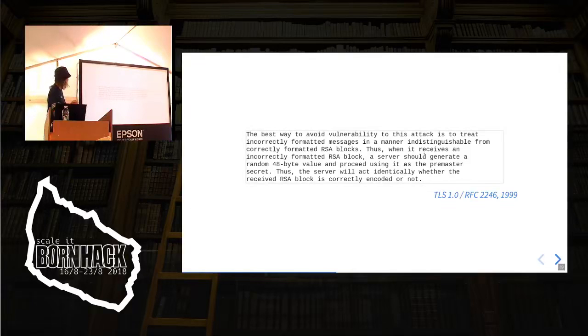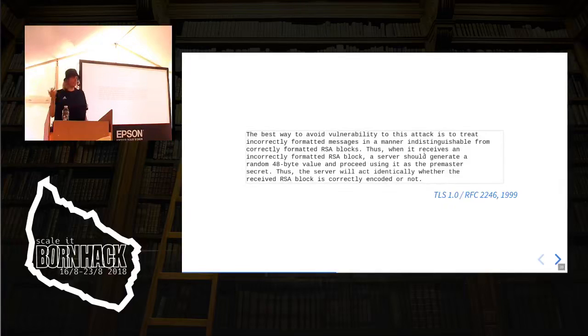And this says, okay, the best way to avoid vulnerability to this attack is to treat incorrectly formatted messages in a manner indistinguishable from correctly formatted RSA blocks. Thus, when it receives an incorrectly formatted RSA block, a server should generate a random 48-byte value and proceed using it as the pre-master secret. So the idea here is, if a server gets a wrong decryption, then it pretends everything is all right, but it will continue the handshake with randomly generated data. And then the handshake will fail later because server and client have different keys.